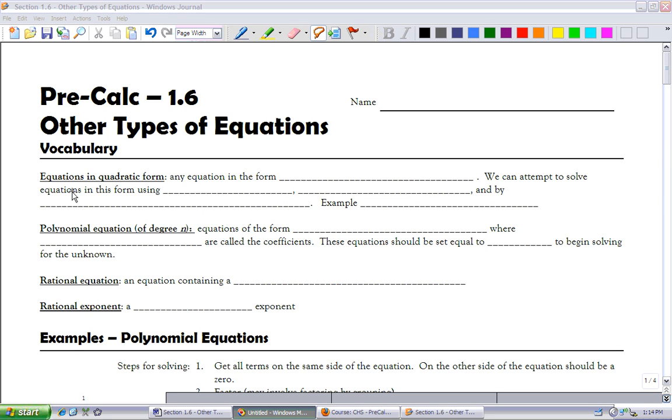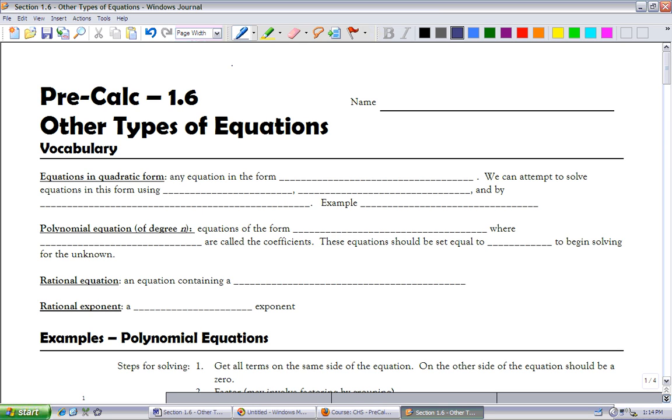Okay, we're going to start other types of equations. A lot of different types of equations you're going to get here. It's kind of a funny title, but you're going to have equations in the quadratic form. Now, that's any equation that comes in this form. We'll talk about this in a second.